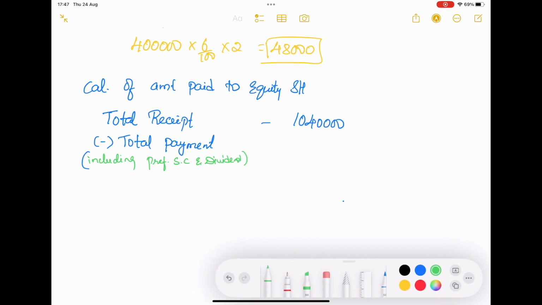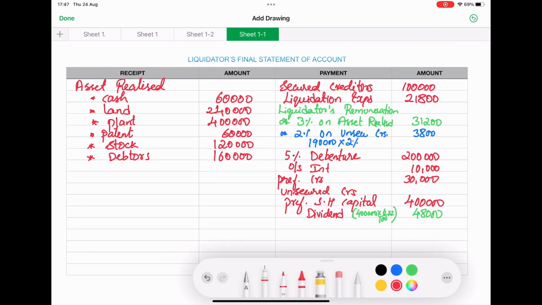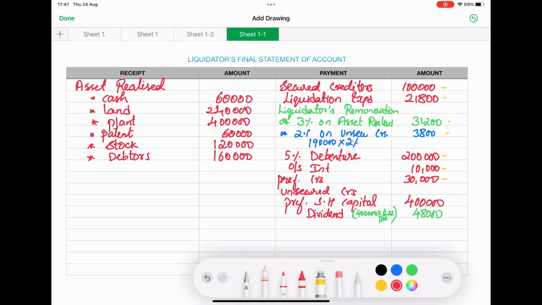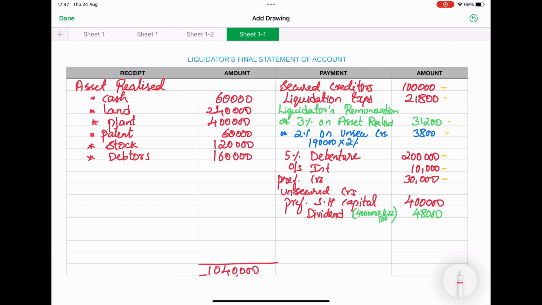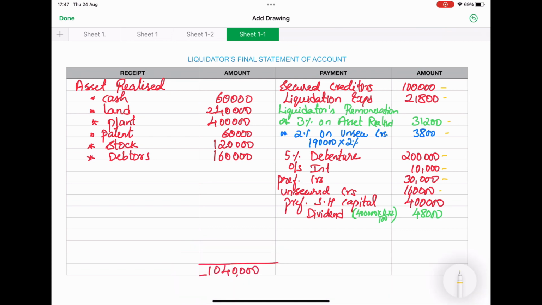So you have to add all the expenditure side. See, 1 lakh plus 21,800 plus 31,200, 3,800, 2 lakh plus 10,000, again plus 30,000. Here I have not written 1 lakh. Wait, I have not mentioned 1 lakh. 60,000 unsecured creditors I haven't mentioned. Yes, sorry for that. Yes, add 1,60,000, again 4 lakh plus 48,000.